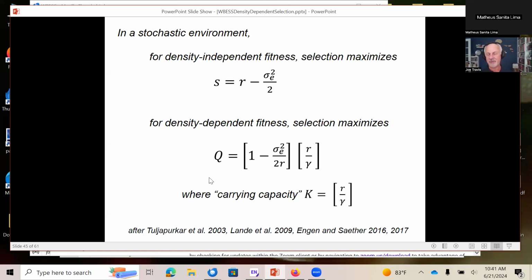Now, I mentioned at the very beginning of this talk that when MacArthur did his work, he made a few assumptions and made this elegant demonstration. The same assumptions are made in these papers by Tulchbekar, Russ Landy, Steiner, Engen, and Sather. That important assumption is that competition under density limitation is symmetric. Now, this is for a situation of resources being the limiting factor. Intraspecific competition is symmetric. And under symmetric competition, you can derive this theory.